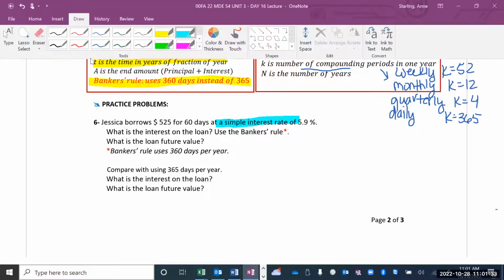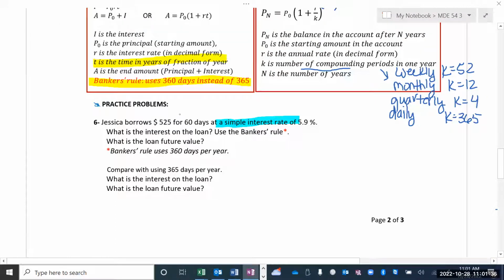Okay, so let's dive into this. Jessica borrows. Here's her P0. Here's the thing: her T is in days. If we're using the banker's rule, it would be 60 days, 360 days in 1 year. So it's 60 over 360 for T.